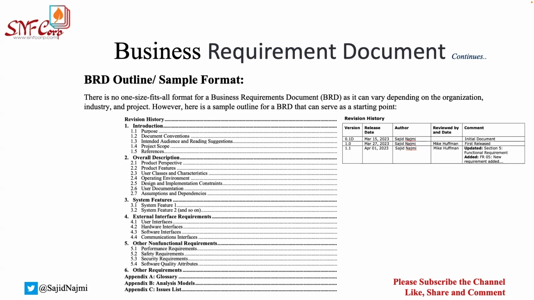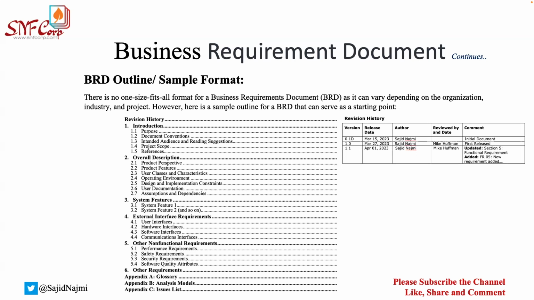Now, how would you organize this? This depends completely on what org you're working in and how they have organized things. You might see it under introduction or under some other sections, but you will most probably see these sections in your documentation. Now, what is the overall description? You have to write the product perspective, the features, user classes, characteristics, everything.